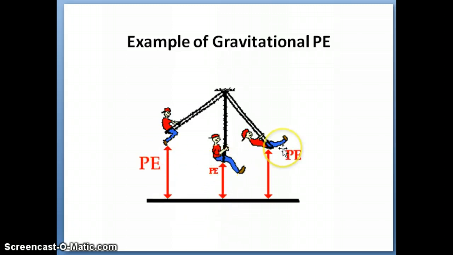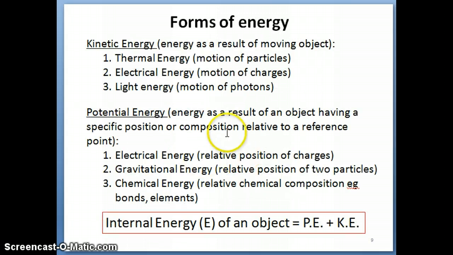And then when that person swings up here again, the person's height is more than at this position, so now they have a higher gravitational potential energy. So as you can see, there are three different gravitational potential energies here. They're all quantified relative to the height, but the height is nothing more than the relative position of this object to the surface of the Earth. That's why potential energy is always the energy that results from an object having a specific position relative to a reference point. The reference point for gravitational energy is the surface of the Earth.